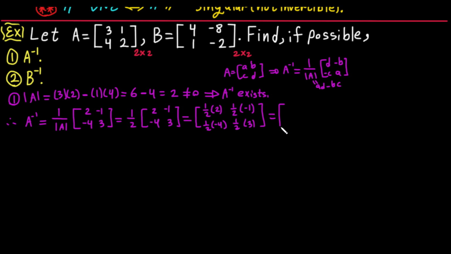Equal. Here it will be 1. Half multiplied by -1 is -half. Here 4 with 2, it will be 2, so half of 4 is 2, and here negative, so -2. 3 multiplied by 1 over 2 will be 3 over 2. So here is our answer. So we solved number 1.